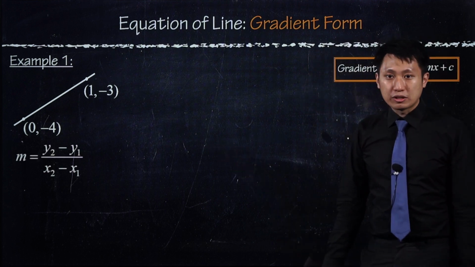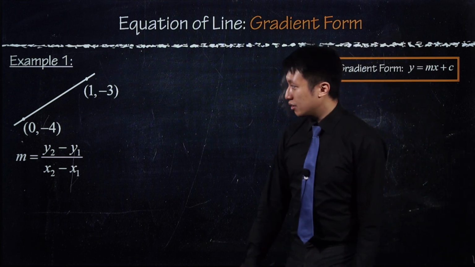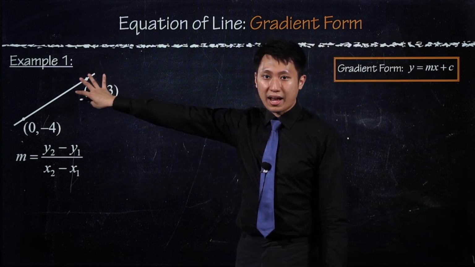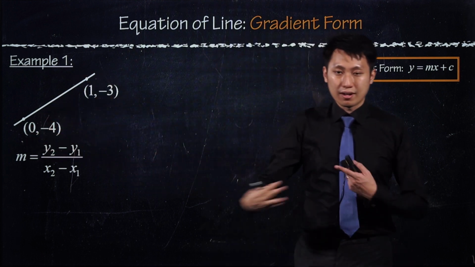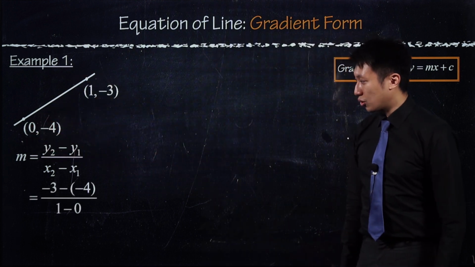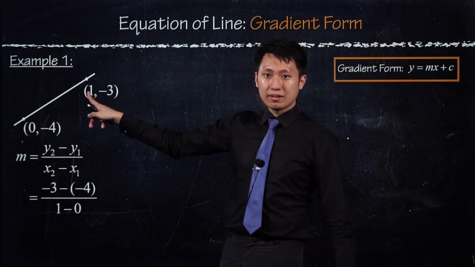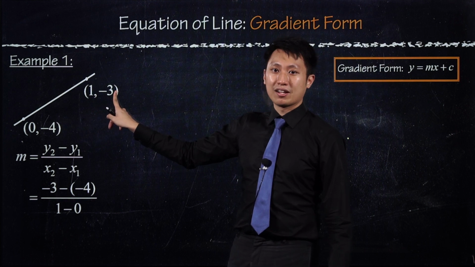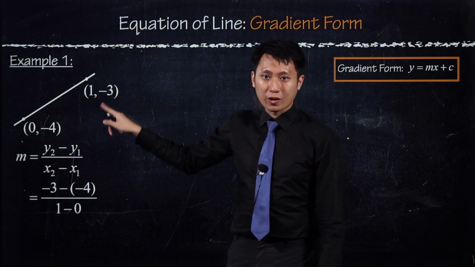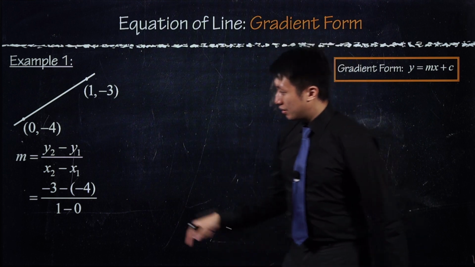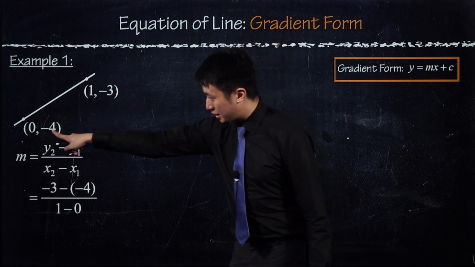So m is y2 minus y1 divided by x2 minus x1. I can choose this one to be my x1, y1, or this one to be my x1, y1. It doesn't matter. Order can be switched. But one thing to remember: if you call this one x1, then this one has to be y1. You can't do x1 and y2. So remember, y2 minus y1: I take this one minus this one.